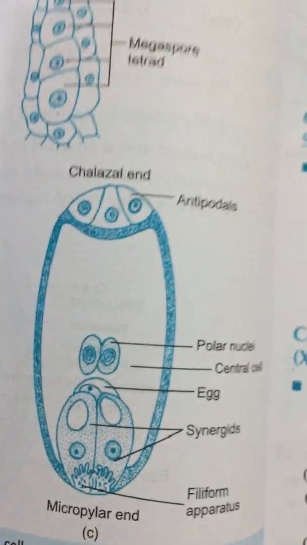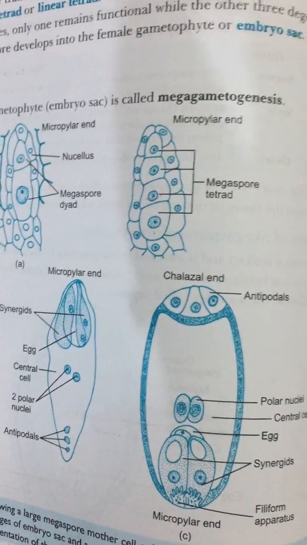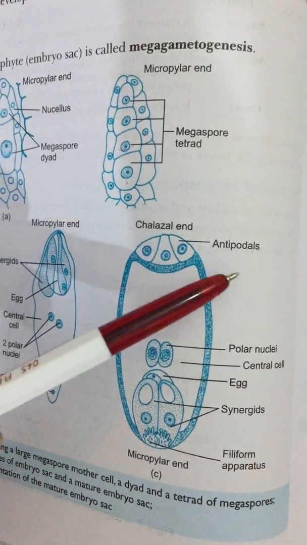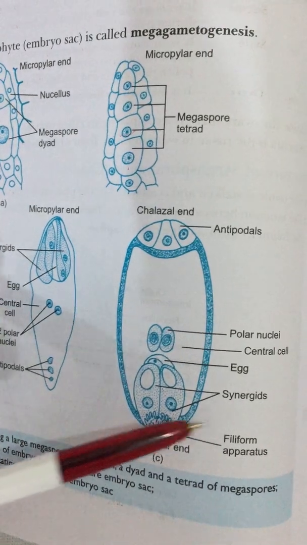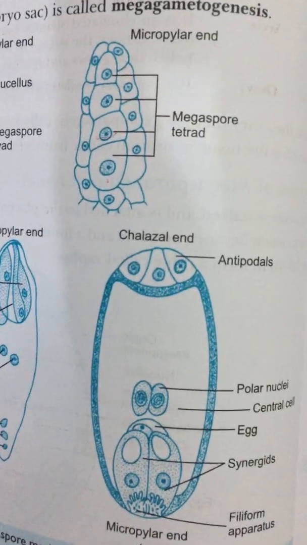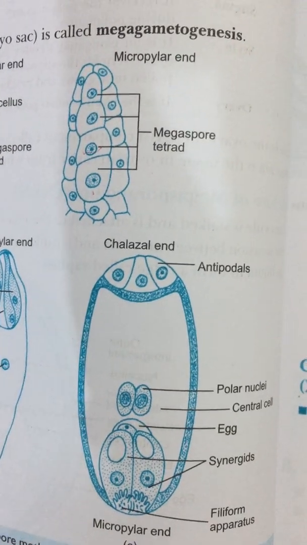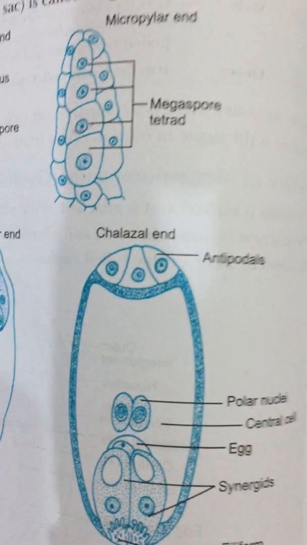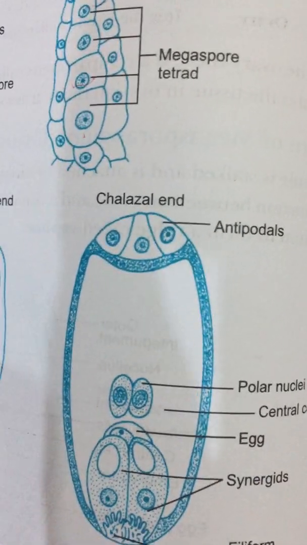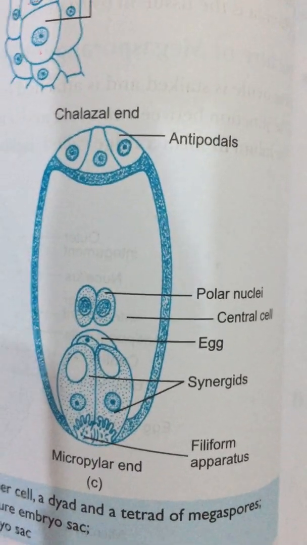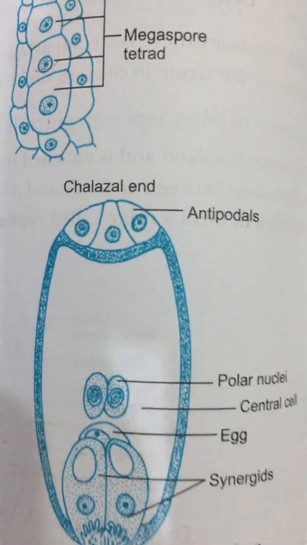When the 7-celled 8-nucleate embryo sac is formed, 3 cells move towards the chalazal end, and they are called antipodals, and 3 cells move toward the micropylar end, which forms the egg apparatus. Egg apparatus basically consists of one central egg and 2 synergids on the sides. At the center of the embryo sac, 2 polar nuclei are present, and later on they fuse to form a single cell, that is the secondary nucleus, which is diploid. So in this way, the embryo sac is formed.